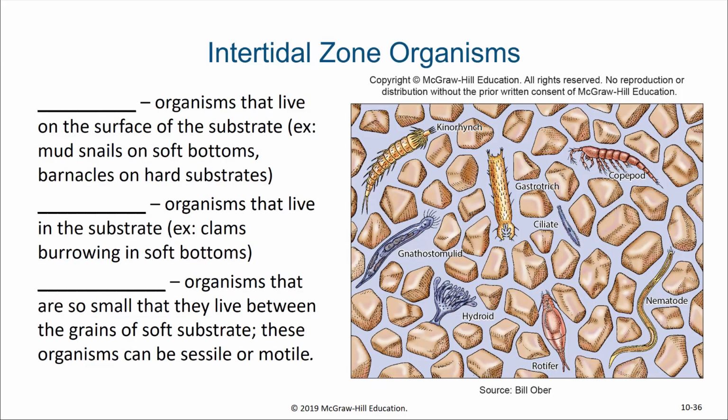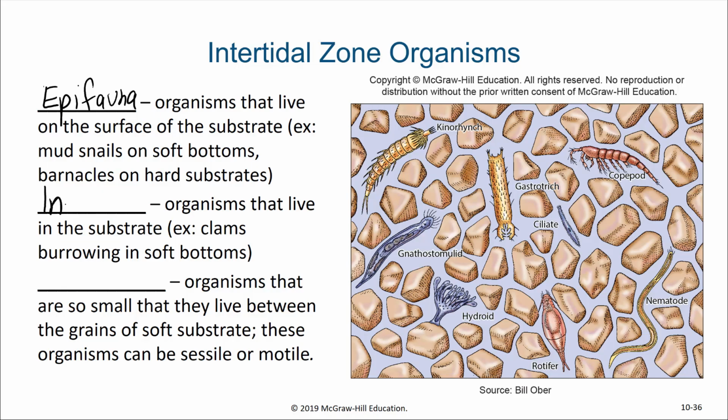When we look at the organisms that are living in the intertidal, they are either going to be epifauna, living on the surface of the substrate. So these could be snails that are living on the surface of the mud, or barnacles living on the surface of rocks. Also a variety of different types of algae and seaweeds and other organisms living on the surface.